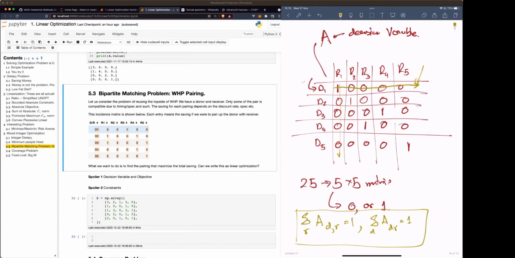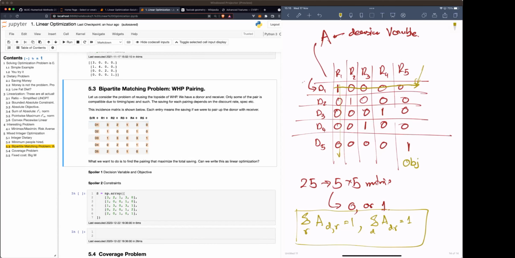Now we need the objective. What are we trying to maximize? If you remember, we're trying to maximize the circle numbers. Whatever numbers you circle, you want them to add up to the maximum amount. What do you do? How do you calculate the score? Anyone? How do you calculate it?